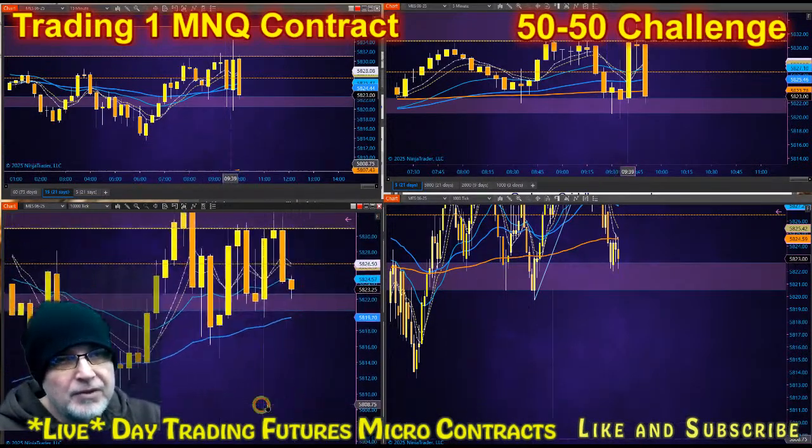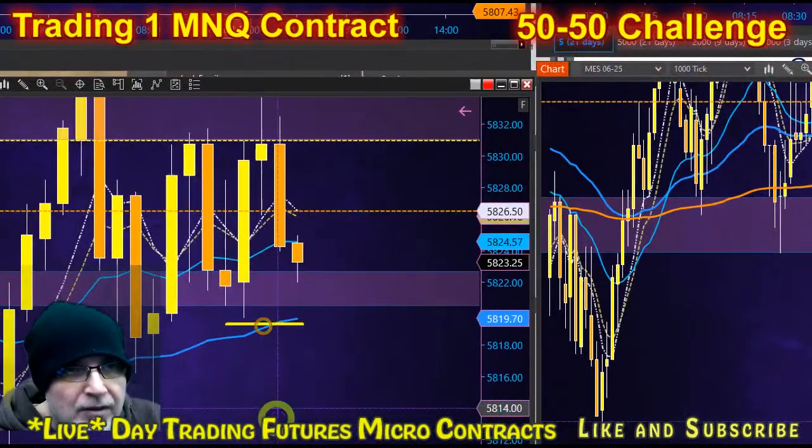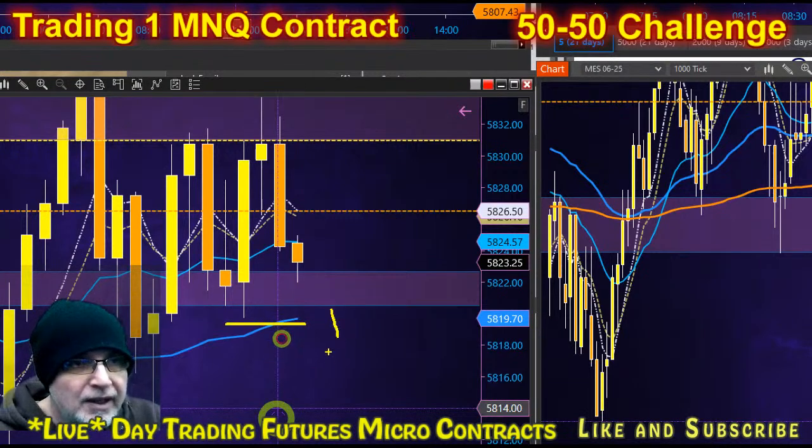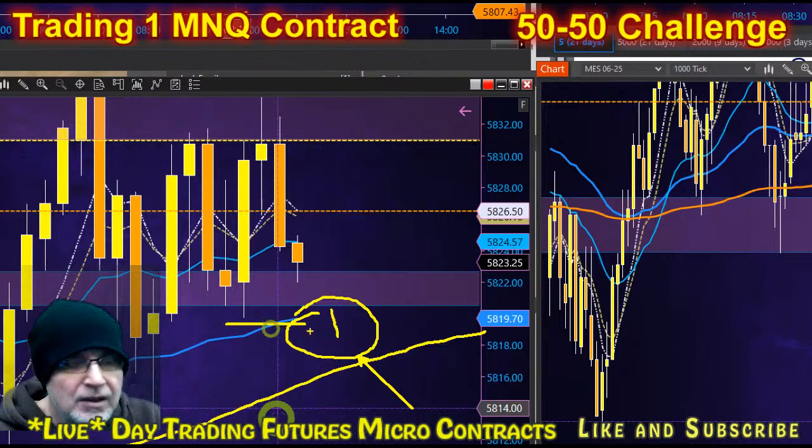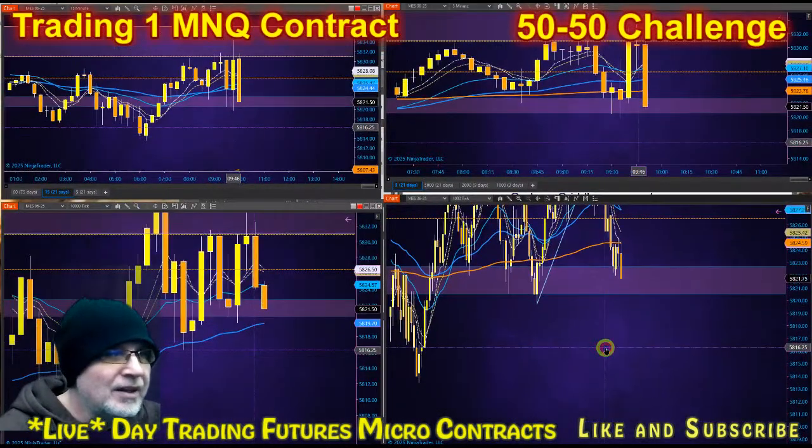I think maybe if it sweeps this pivot here and puts in a higher low over in this area, I'm not sure if I want to try it in this area that it's at right now.